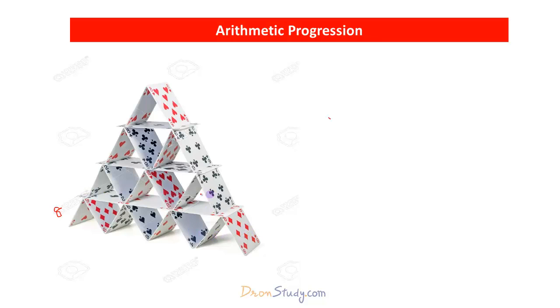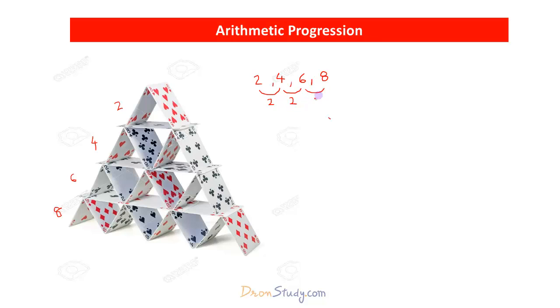Now in the upper layer 6 cards are used. Here in the upper one 4 cards are used, and here in the upper one 2 cards are used. So if you see from the top side, the numbers are 2, 4, 6 and 8. And if you observe the difference between these two, it's 2. Here the difference is 2. Here the difference is 2.